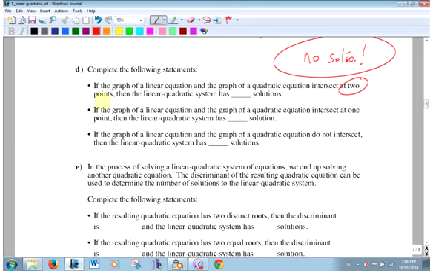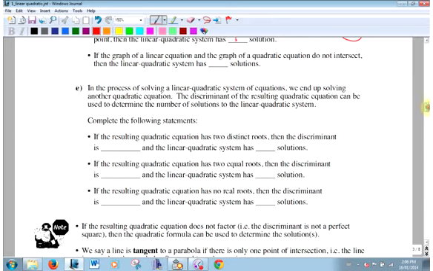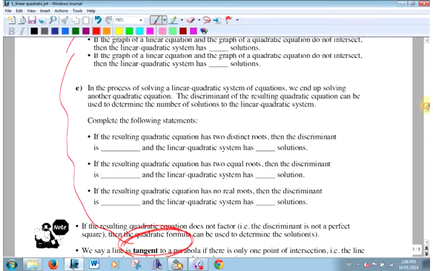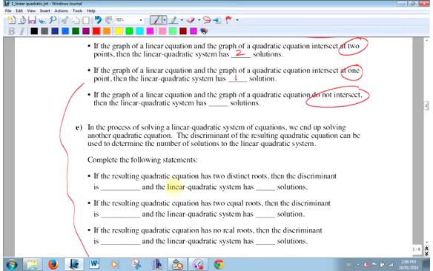If we have 2 points where it crosses, we have 2 solutions. If it touches it at one point, we call that a point of tangency. Or it doesn't cross. They do not intersect. No solutions. That's your 3 choices. Could anyone come up with a different one? I don't think so.